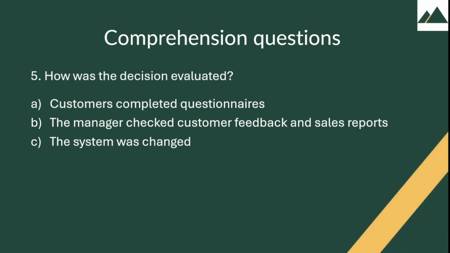Finally, number 5. How was the decision evaluated? Did customers complete questionnaires? Did the manager check customer feedback and sales reports? Was the system changed? Was it A, B or C? And the answer is B.